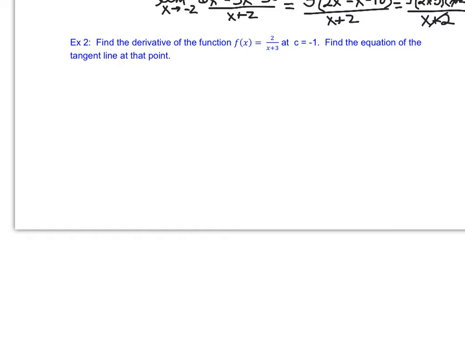Taking a look at example number 2, we're going to find the derivative of the function f of x is equal to 2 over x plus 3 at a c value of negative 2. Sometimes it's helpful once I have my function and my c value to just go off to the side and say, okay, what's my f of c or f of negative 1 going to be equal to at this point? When I substitute negative 1 in for x, I see that I'm getting a function value of 1.